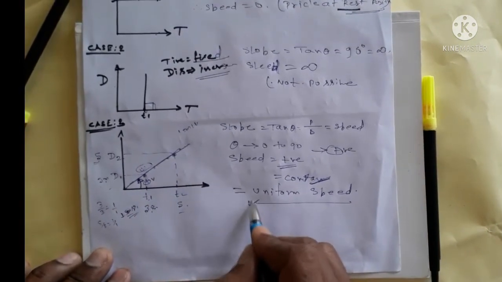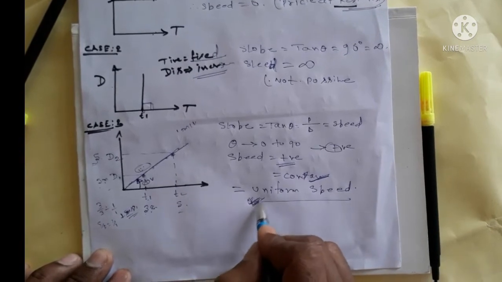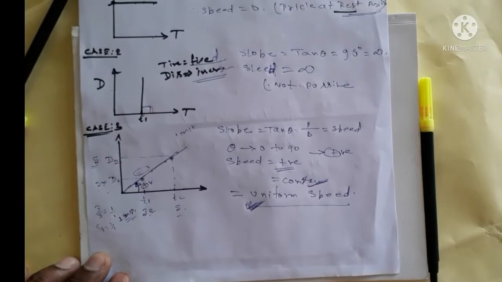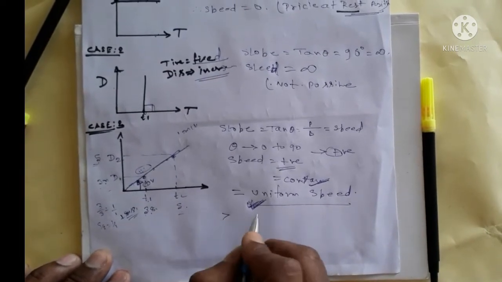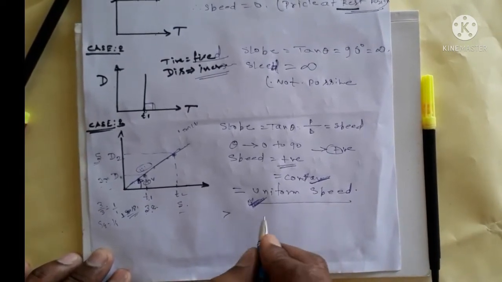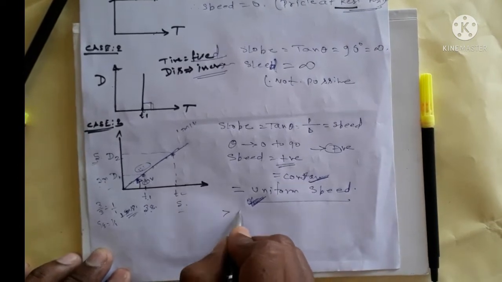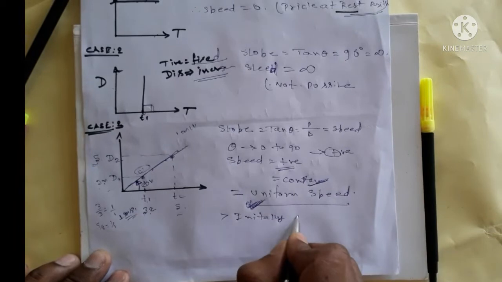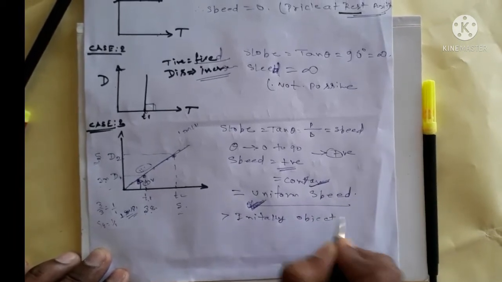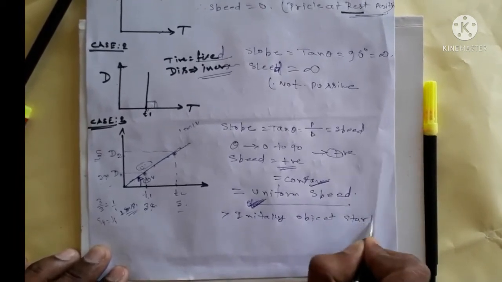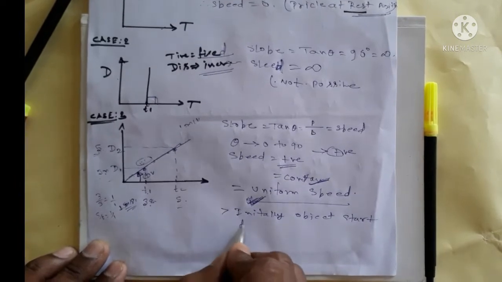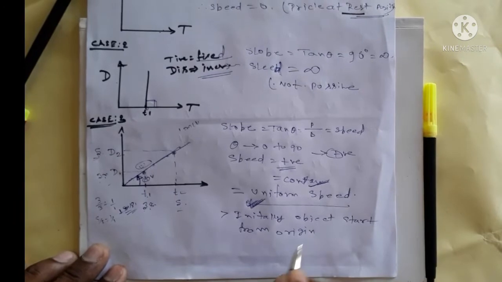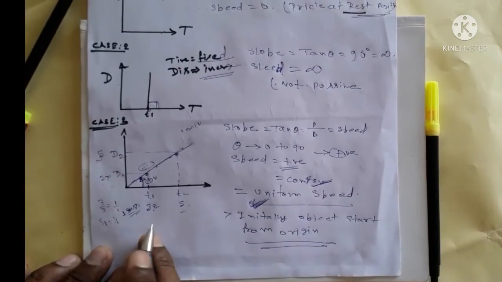That means uniform, एक समान. Uniform means एक समान, every point speed is uniform, and initially started from the origin. The object initially starts from the origin.